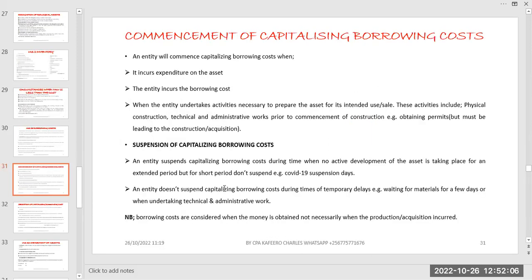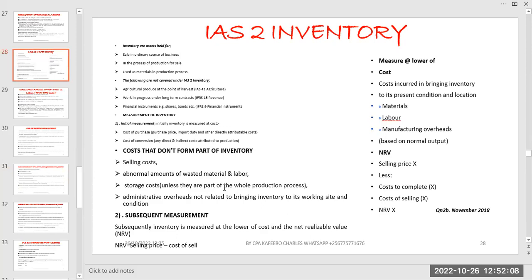Then we try to look at how we are accounting for inventory subsequently at the reporting date. We say that at the reporting date we measure inventory at the lower of the two. Which one and which one? The lower of the cost and the net realizable value.